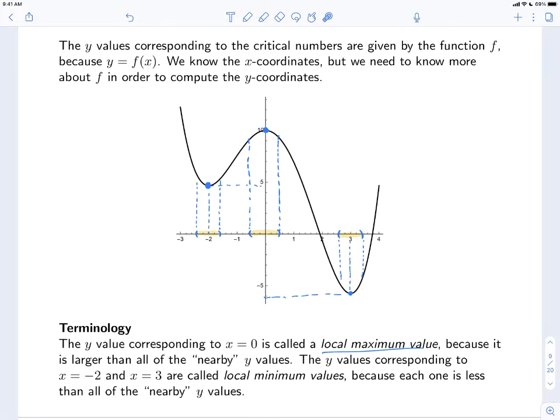The local maximum value and the local minimum values, these are y values. So when you're talking about the actual value, the local maximum value or local minimum value, you're talking about y. You're talking about the output, what the function gives you.